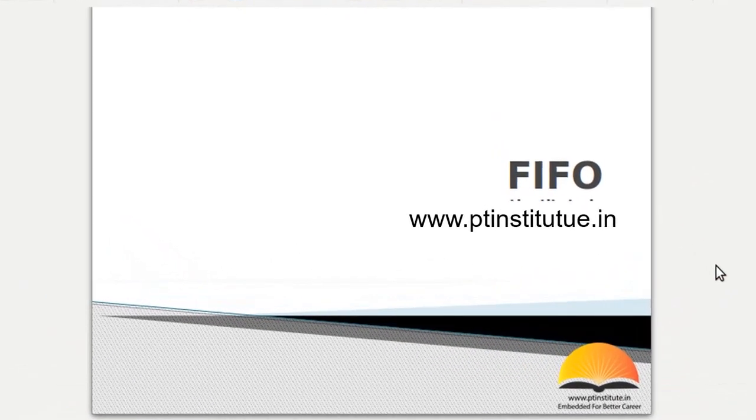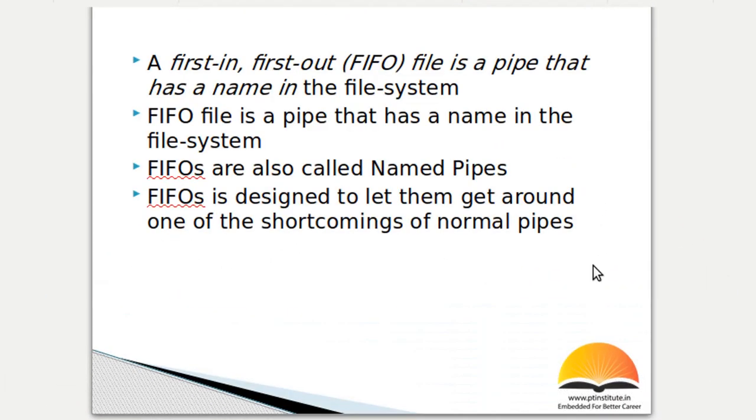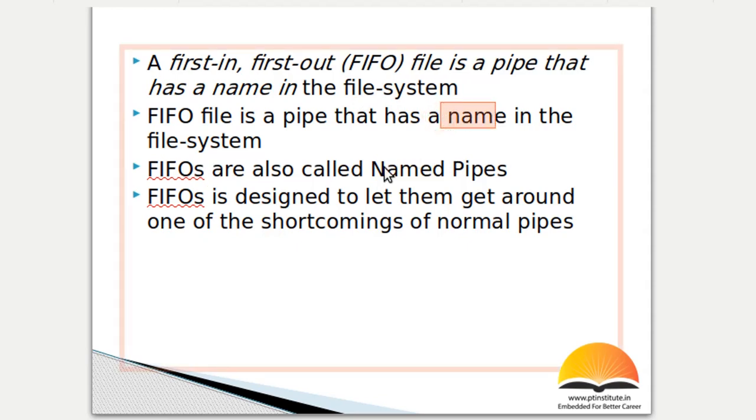Hello friend, today we will learn about the FIFO. FIFO is first in, first out. A FIFO file is a pipe that has a name. If you don't know what a pipe is, see our other video. The FIFO is a named pipe. A FIFO has a name in the file system. It is also called a named pipe.